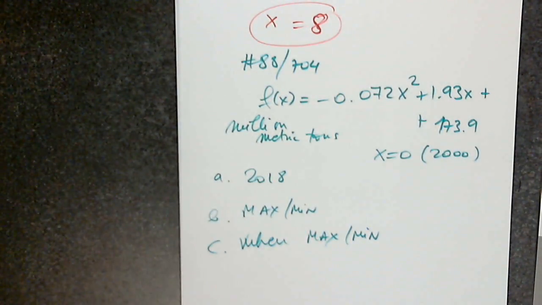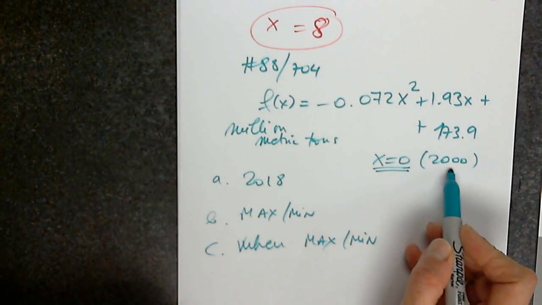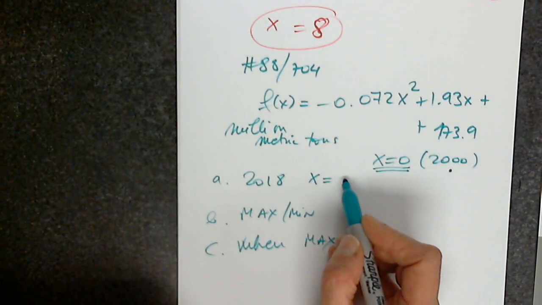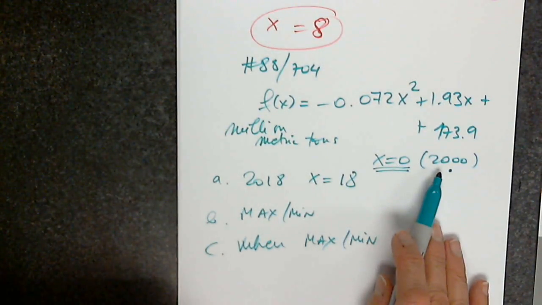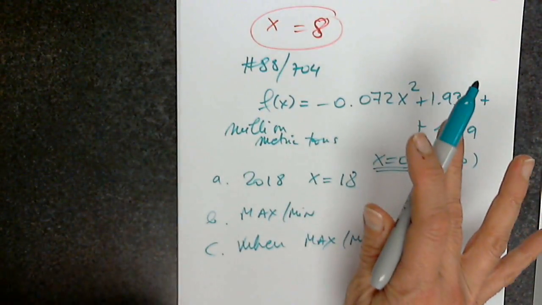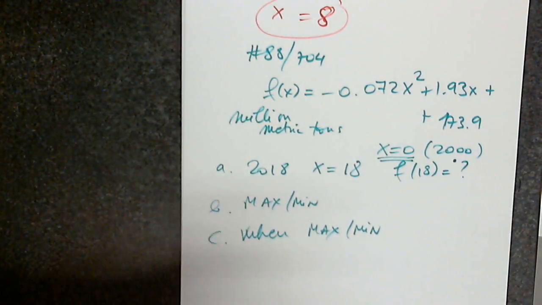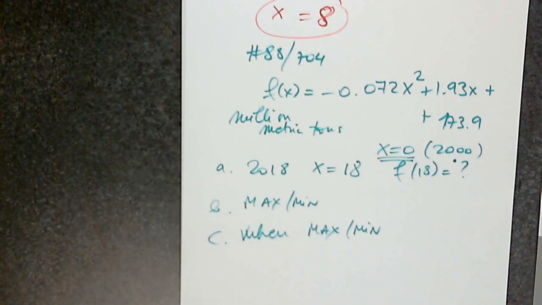So the first thing I have to do is, I cannot plug in the name of a year. That's why I'm told x equals 0 represents 2000. So I can only plug in x equals 18. It's 18 years from 2000, so then x is 18. And we know how to do that, right? So we just plug in, find f of 18, and I know you're going to have no problem with that, correct?